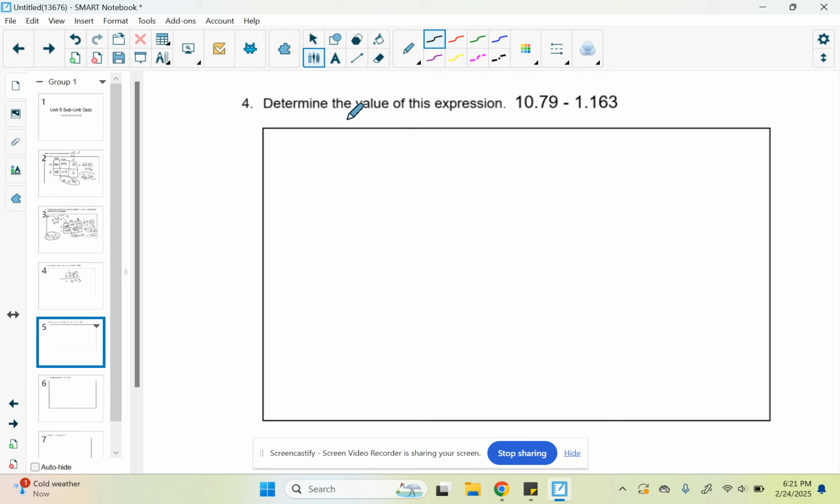Determine the value of 10 and 79 hundredths minus 1 and 163 thousandths. Same thing when you subtract, you line up your place values. So I'm going to start with my 10 and 79 hundredths. And I'm going to think, in the second number, is anything in the tens place? Nope, so we're going to leave it be. Is anything in the ones place? Yes, a 1. That goes below the 0 because the 0 is also in the ones place.